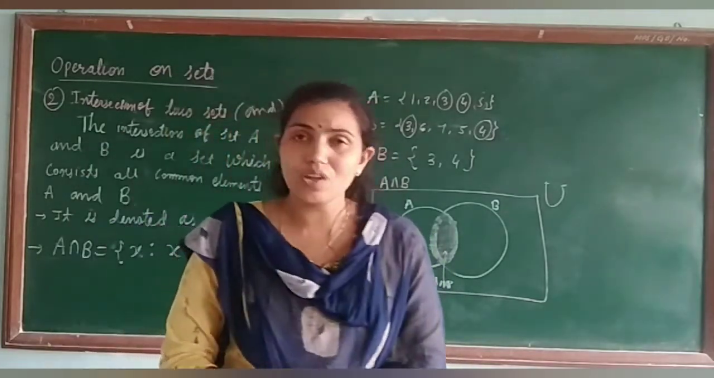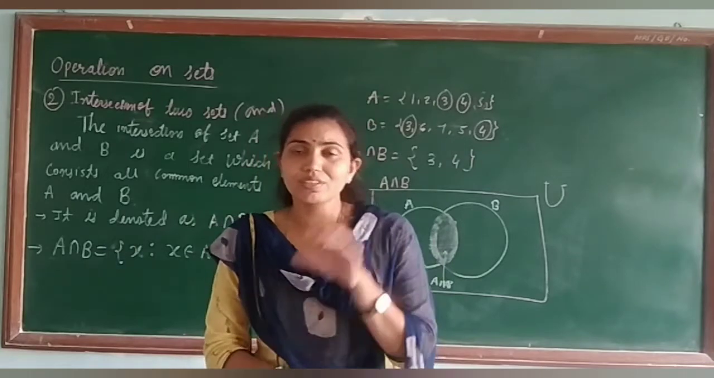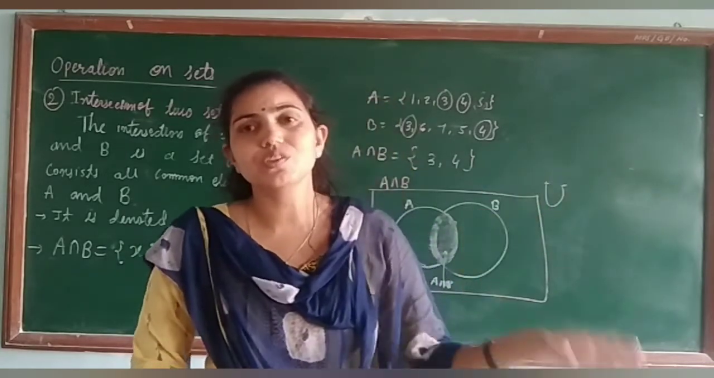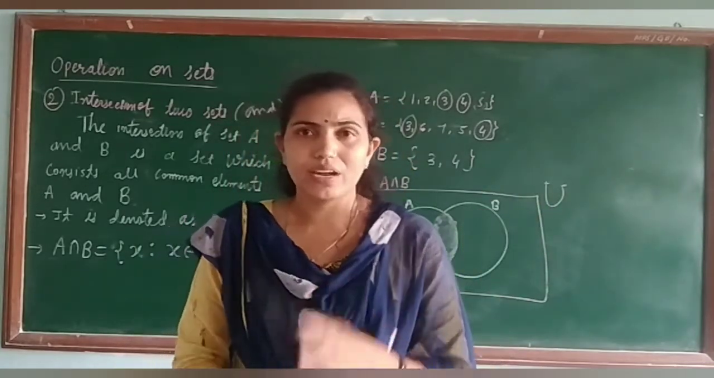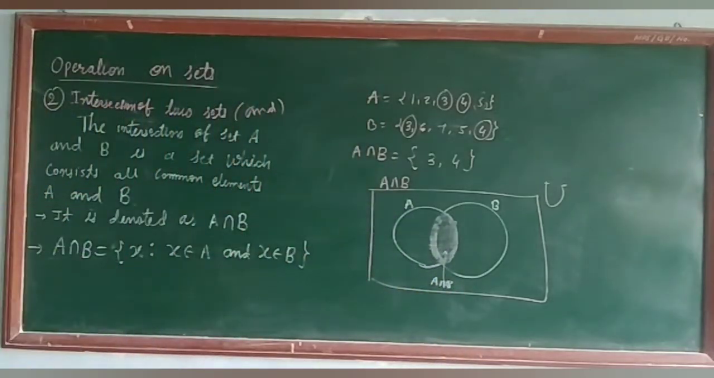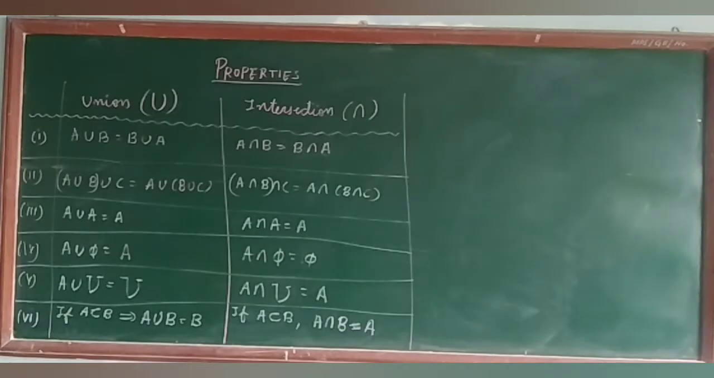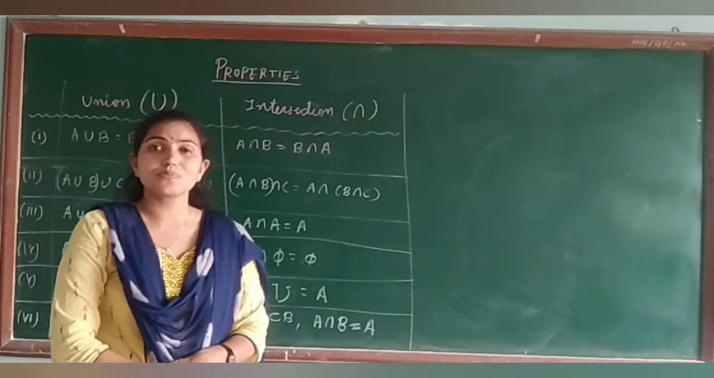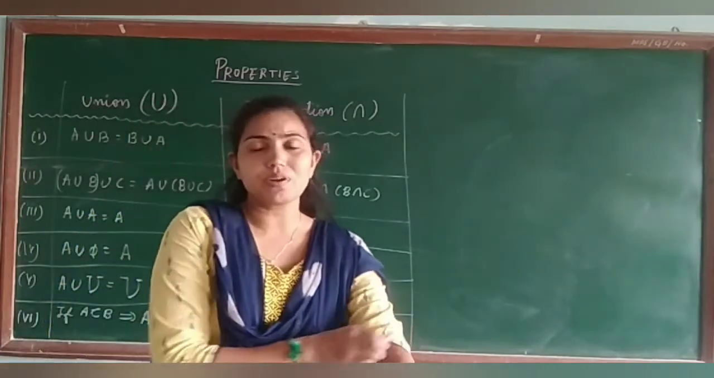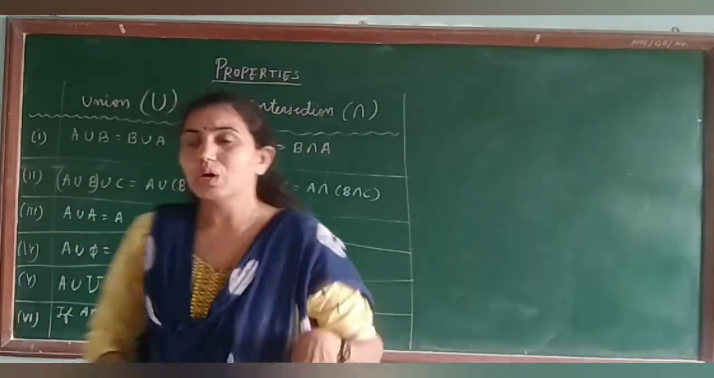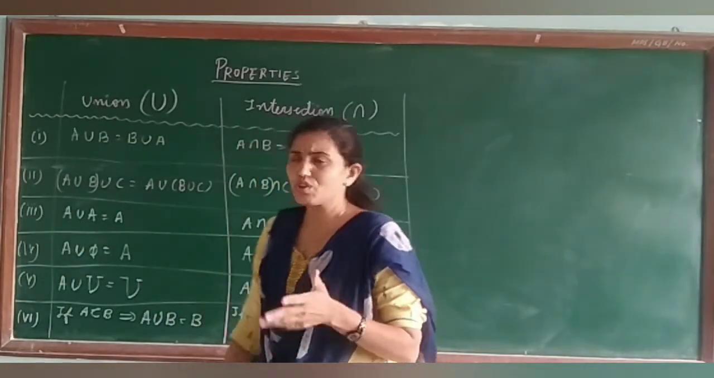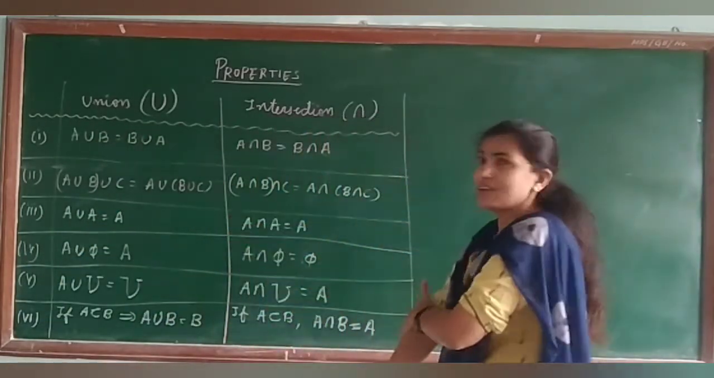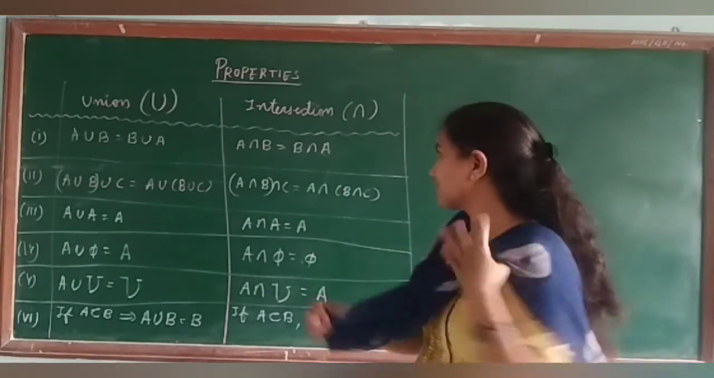Now students, we are going to discuss the properties of the union and intersection of two sets. So let me see the next thing: properties of union and intersection. Here I have written all the properties. Let me see them one by one. You should also write like this in your notebook, and it will be easy to remember everything.